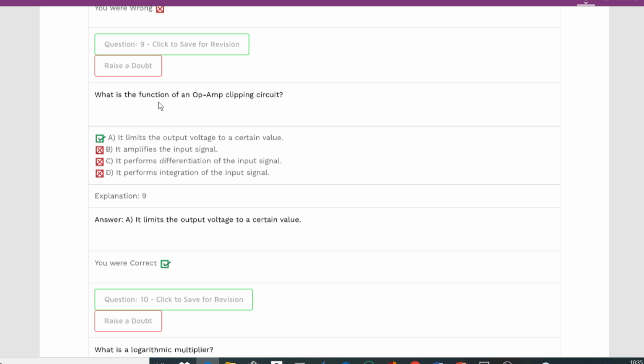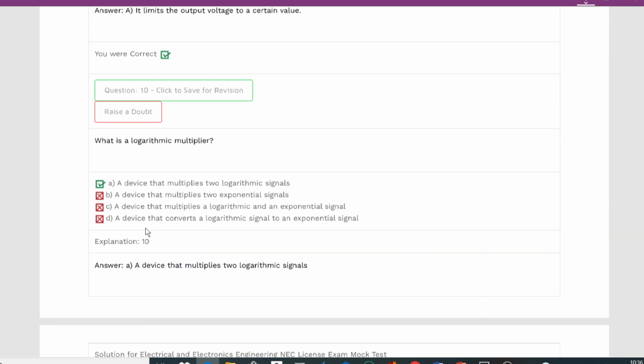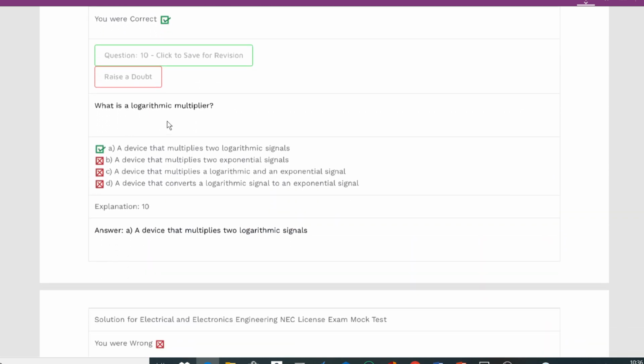Now what is the function of an op-amp clipping circuit? So its function is that it limits the output voltage to a certain value. Here the correct option is A. Now what is a logarithmic multiplier? So here a logarithmic multiplier is a device that multiplies two logarithmic signals. So here the correct option is A.